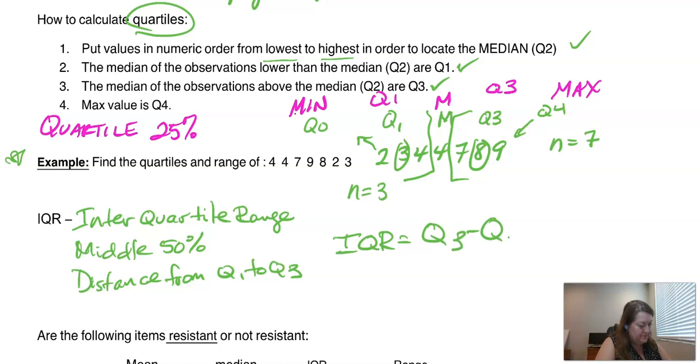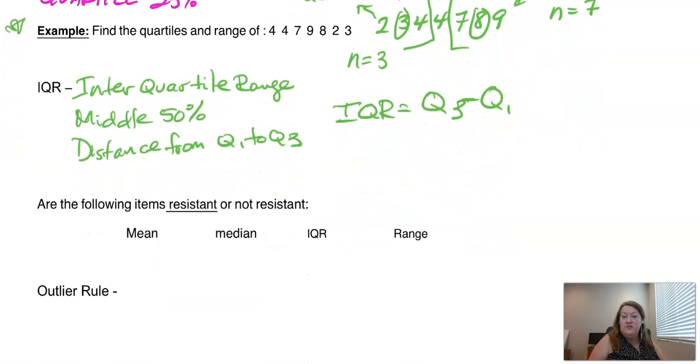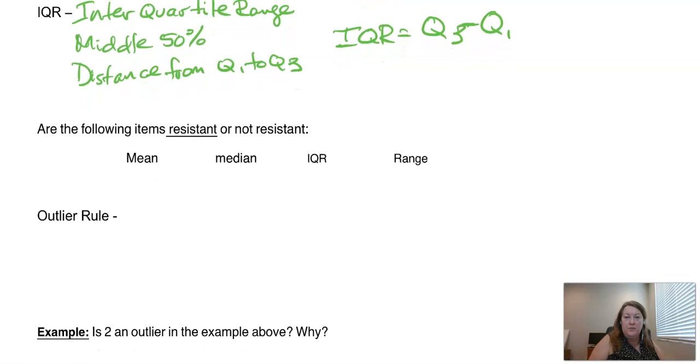Q3 minus Q1. So it's just the distance between the middle 50%. Taking a look at that, now we have those. Let's talk about resistant for these new numbers. Remember, resistant means stuck. How likely are they to be stuck in their spot and move very little, if at all? When we did a mean and added in 100, it moved a lot. So I'm going to say not resistant. I'm going to put a line through R for shorthand.